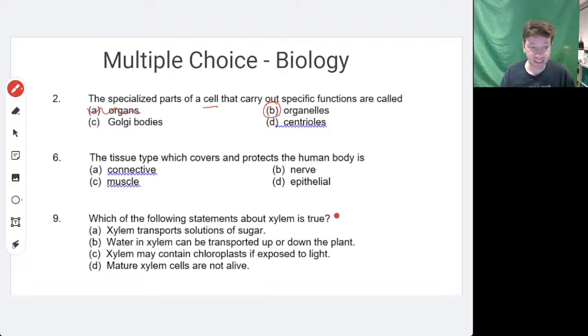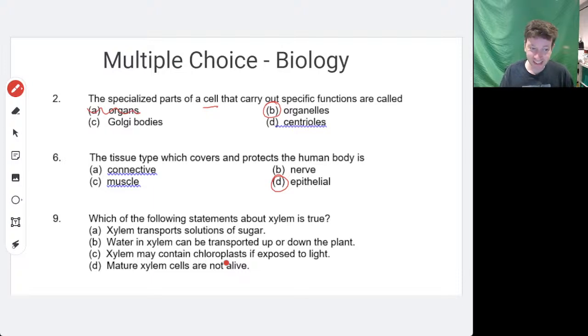Question 6. The tissue type which covers and protects the human body is connective? Nope. Nerve, muscle, there it is, epithelial, right? For example, your skin, your epithelial tissue.